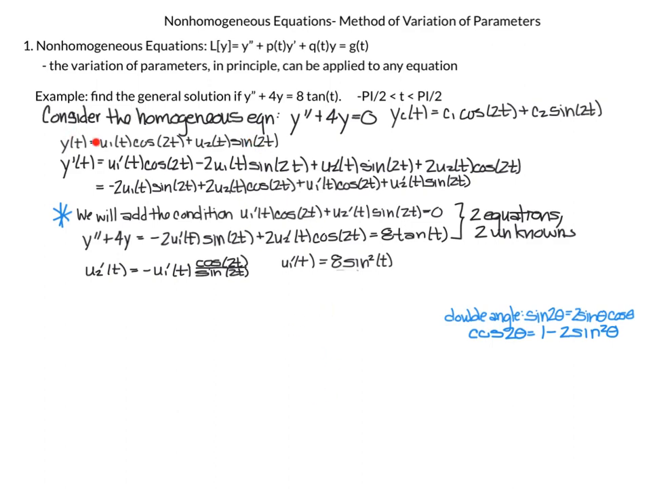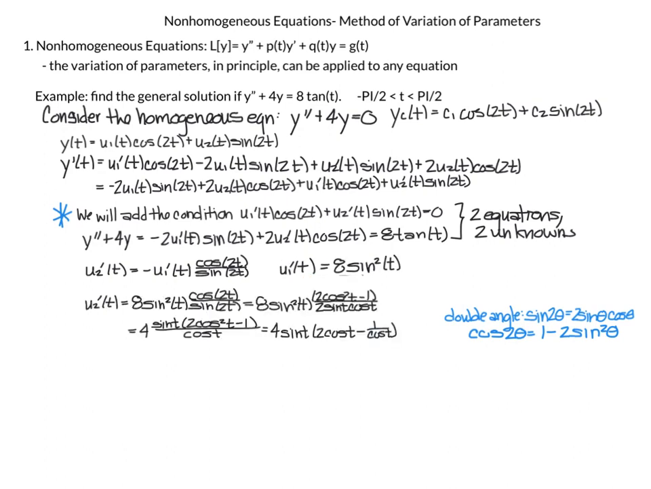So again, we have our differential equation, our y prime. We plugged in y prime and y double prime into our differential equation here. We had our extra condition for our solution. So we have two equations, two unknowns. We solved for u2 prime in terms of u1 prime, and we just figured out that u1 prime is equal to 8 sine squared of t. I have a couple of double angle formulas again that we're going to use.